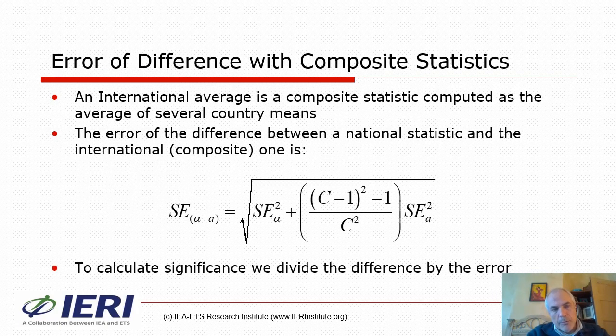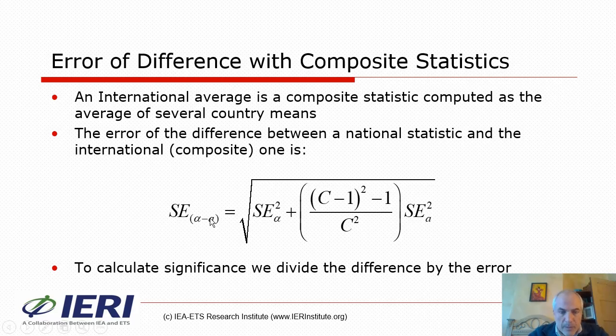Another scenario that you will face is computing the error of the difference with a composite statistic. An international average is a composite statistic computed as the average of several country means, or several country statistics. The error of the difference between a national statistic and the international composite one is as follows.